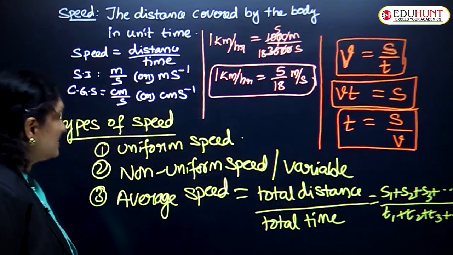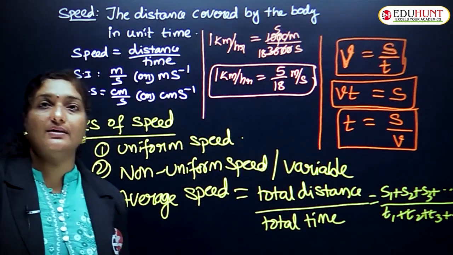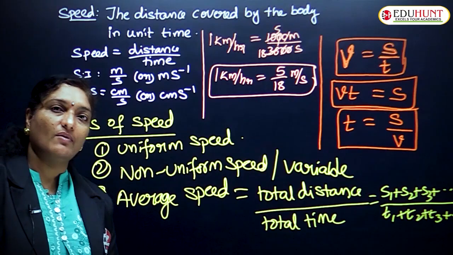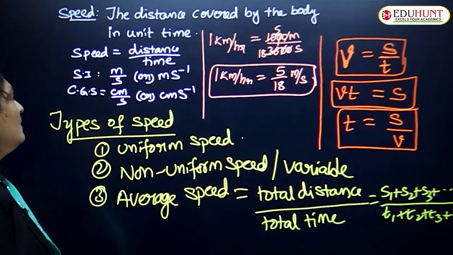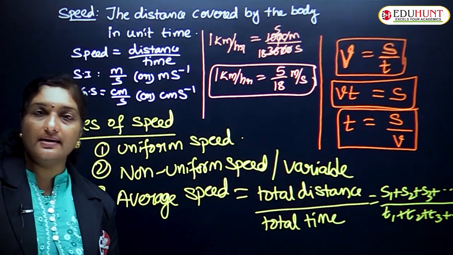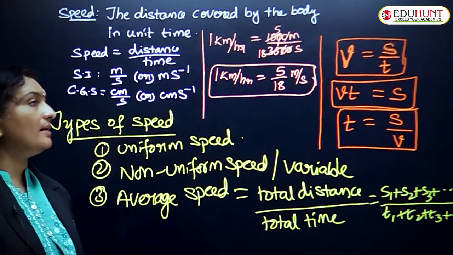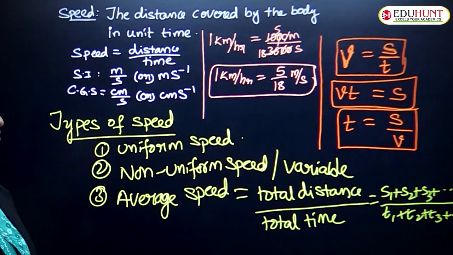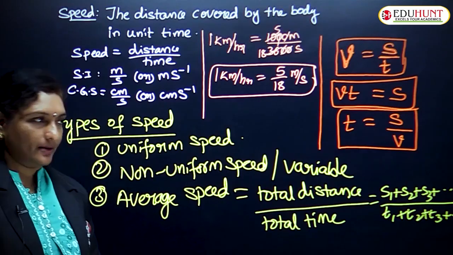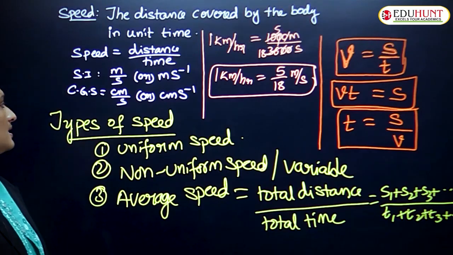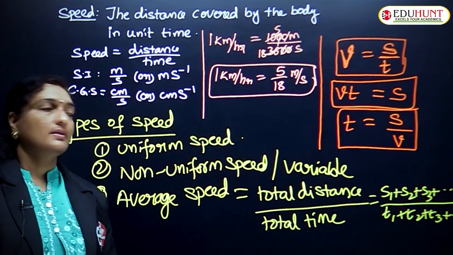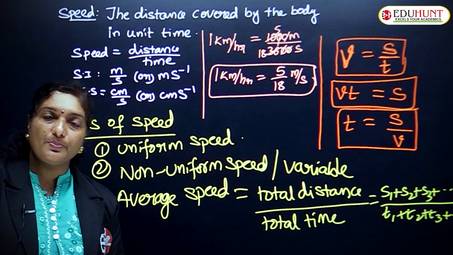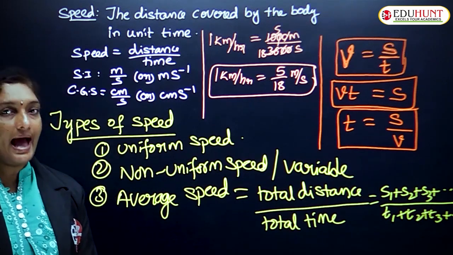So children, let us recall what is speed. The distance covered by the body in unit time is called speed and the formula is speed equals distance by time. The SI unit is meter per second and the CGS unit is centimeter per second. Another unit is kilometer per hour, where 1 kilometer per hour is equal to 5/18 meter per second. We generally come across three types of speed: uniform speed, non-uniform speed or variable speed, and finally average speed.